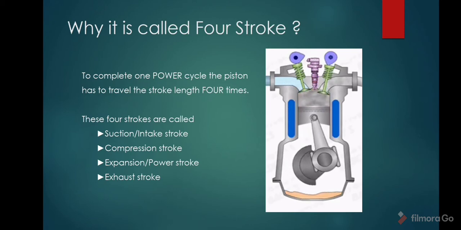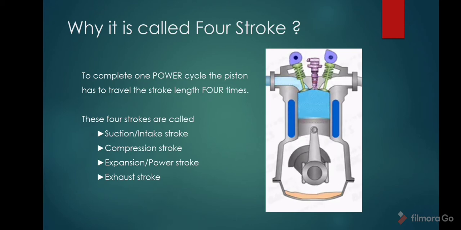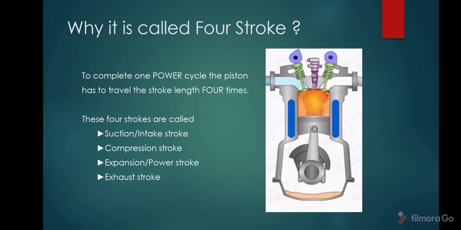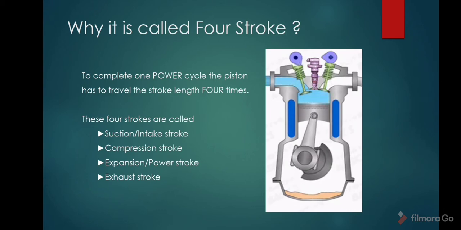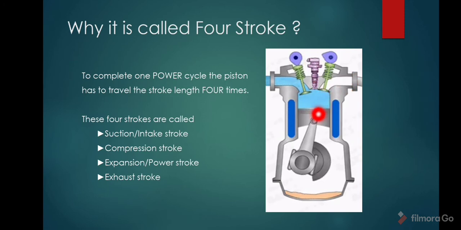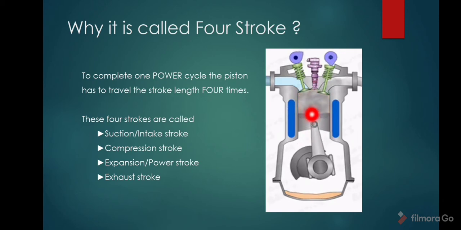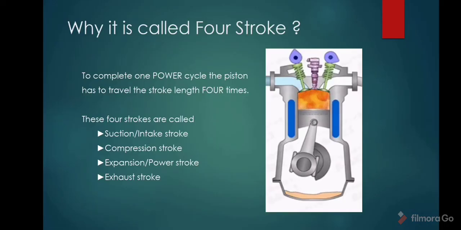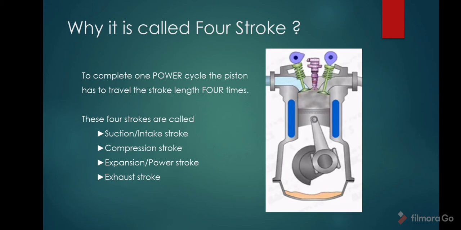In 4-stroke petrol engine, to complete one power generation cycle, the piston has to travel the stroke length 4 times. Look at the picture. Inlet valve open, suction, compression, spark is initiated, combustion takes place, and expansion, exhaust valve open and exhaust. Suction, compression, power and exhaust. The power generation is done by 4-stroke movement of the piston.